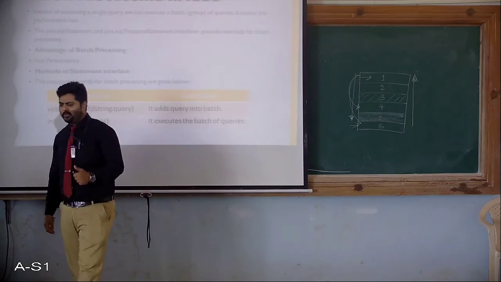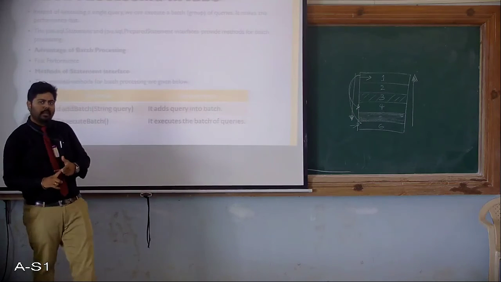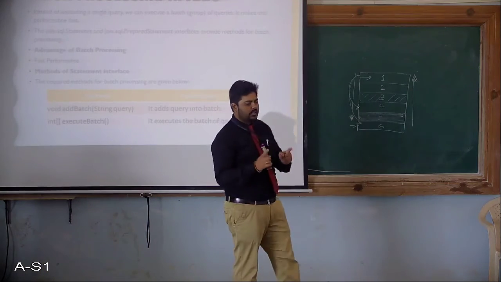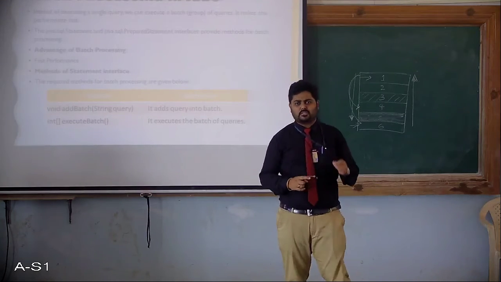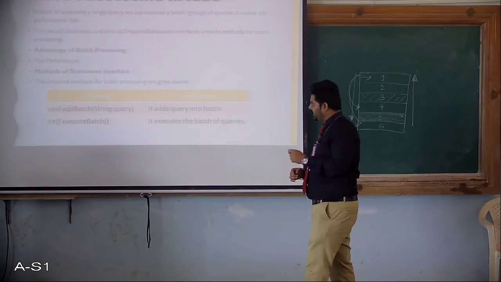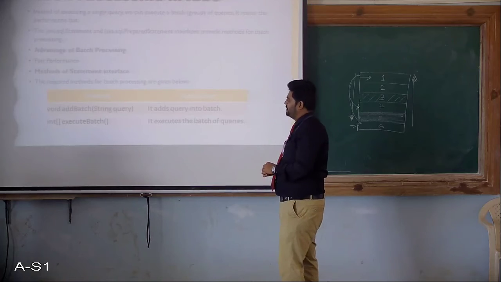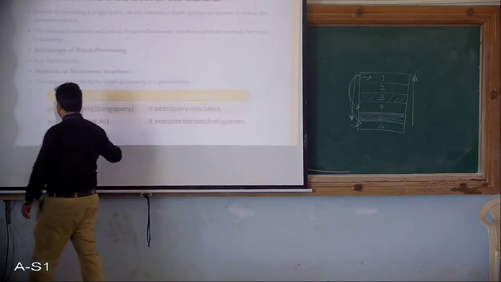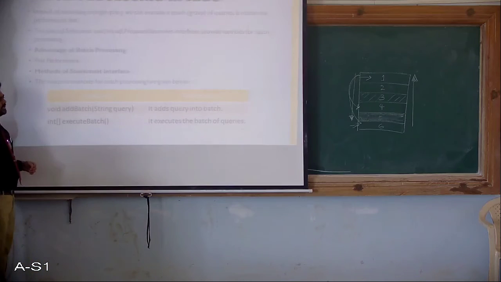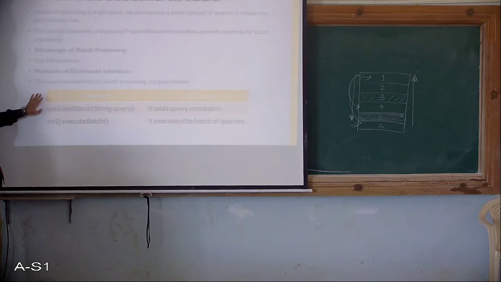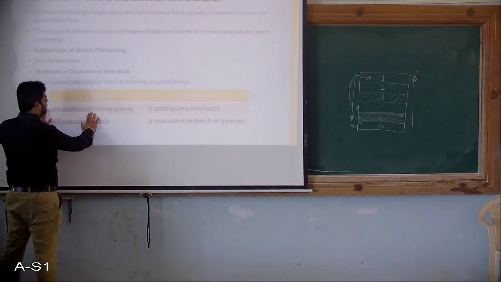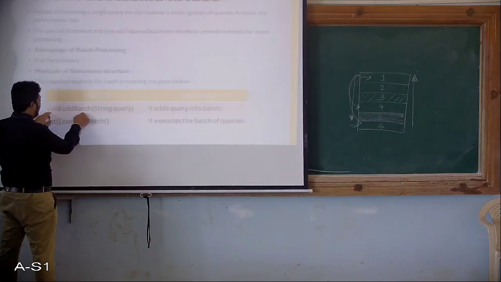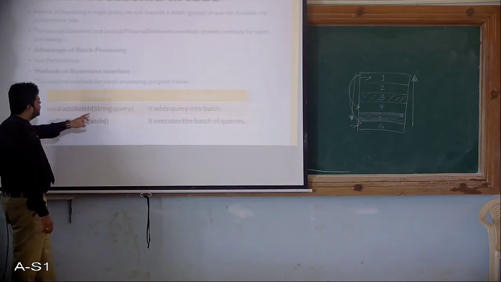Obviously we know the Statement interface, the regular statement interface, and then comes the PreparedStatement interface. These two interfaces provide methods to access your batch processing. What are the different methods you can observe here? These are the two methods listed for accessing batch processing. The first one is void addBatch, and it accepts a string query.